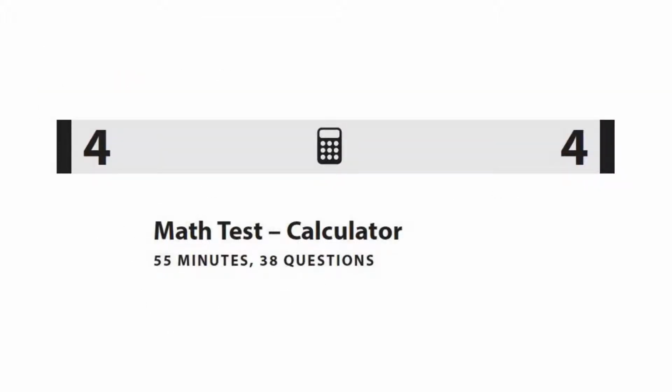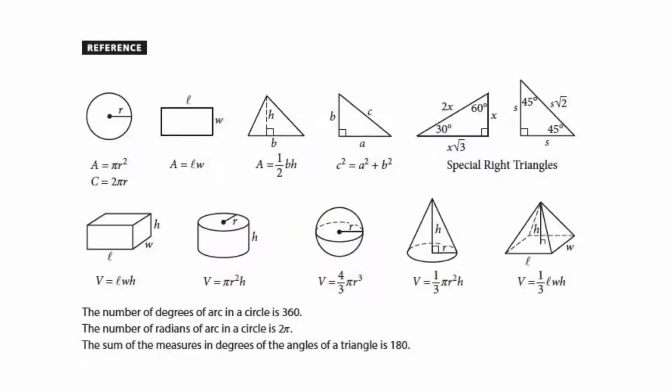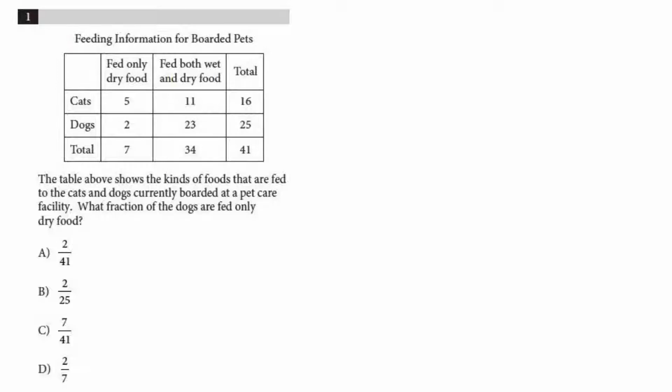Alright, section 4. This is the calculator section, so make sure you have that handy. Here's our formula sheet. We will come back as needed. Number 1, feeding information for boarded pets. We got a table here for cats and dogs, wet food, dry food. The table above shows the kinds of food that are fed to the cats and dogs currently boarded at a pet care facility. What fraction of the dogs are fed only dry food?